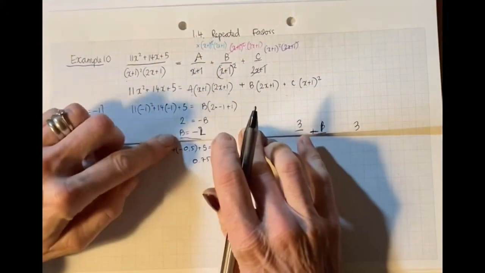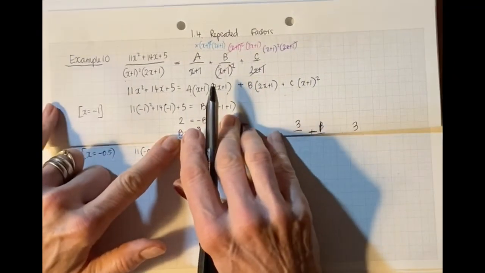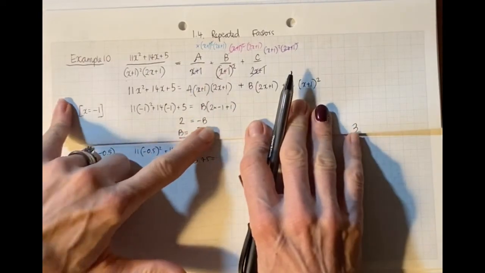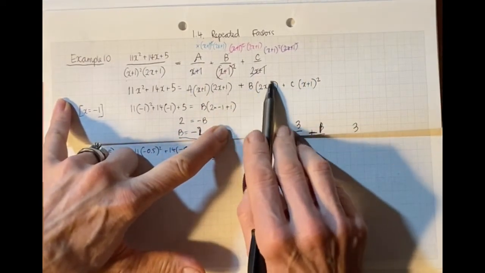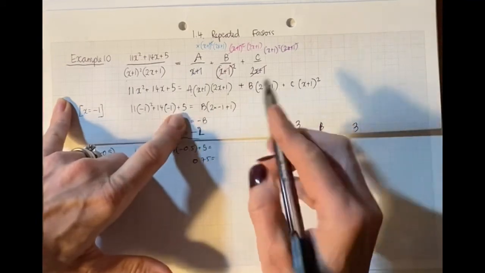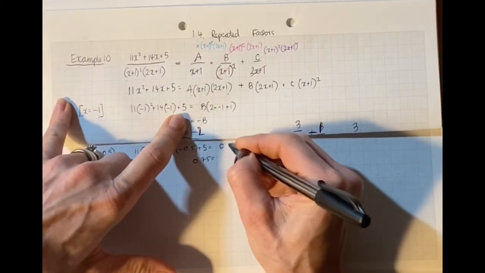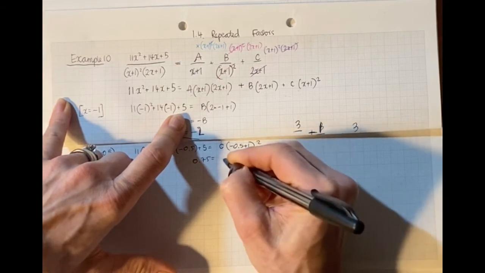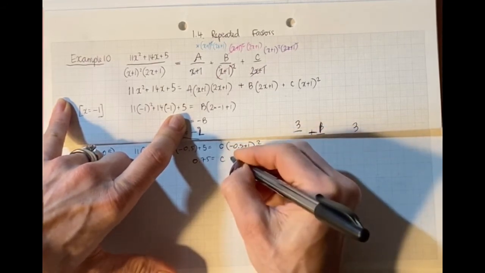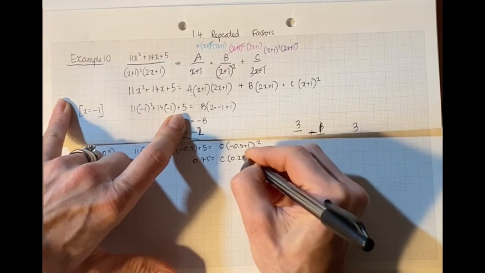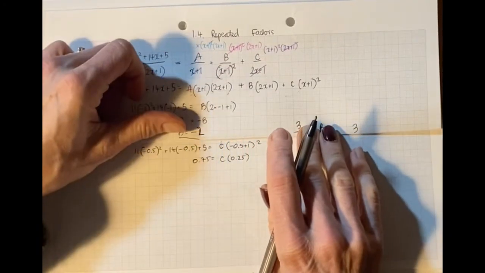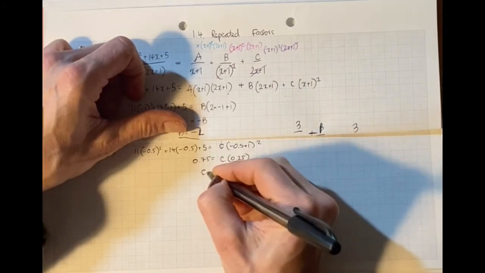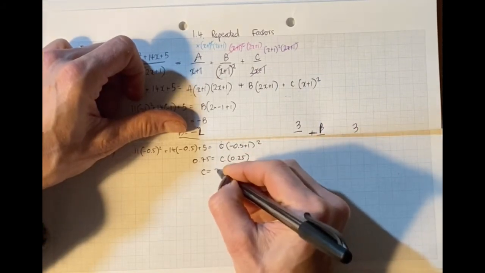On the right hand side, if I put minus 0.5 into this expression involving a, that will go to 0. Involving b, that will go to 0. So just left with this one, so it's going to be c times minus 0.5 plus 1 squared, so that's going to be 0.25. That gives me c is equal to 3. If you divide 0.75 by a quarter, you'll get 3.